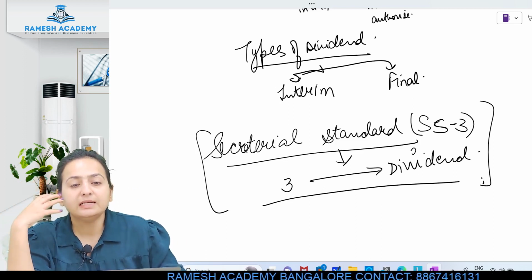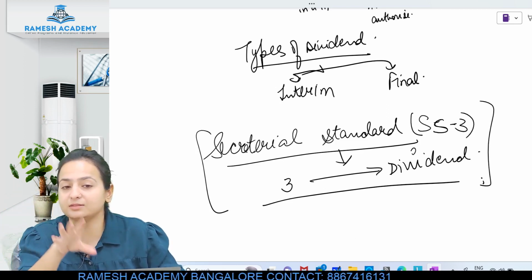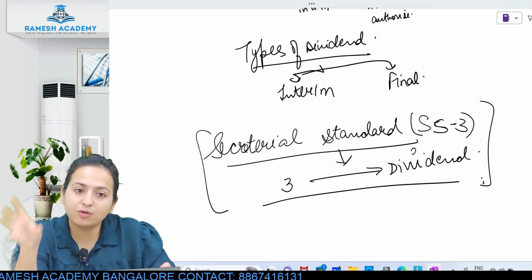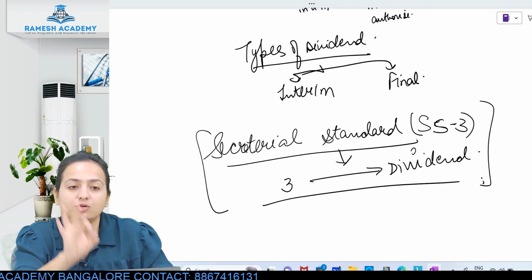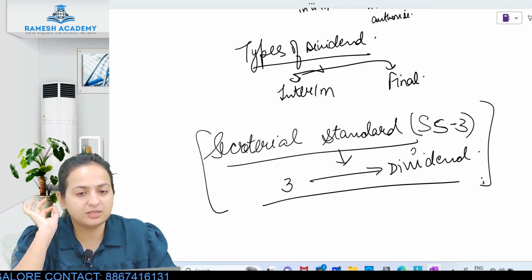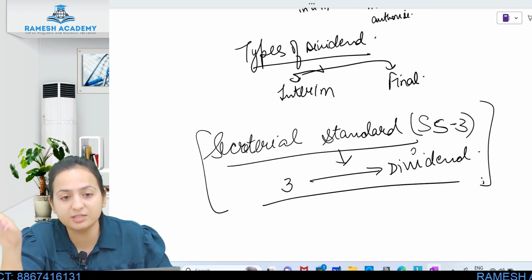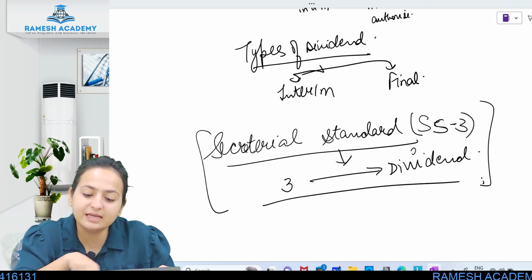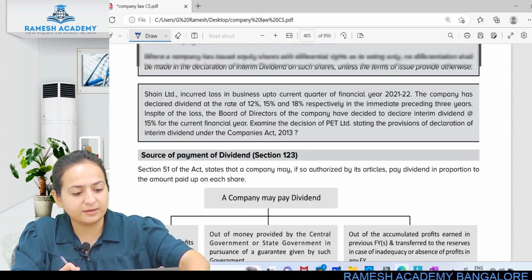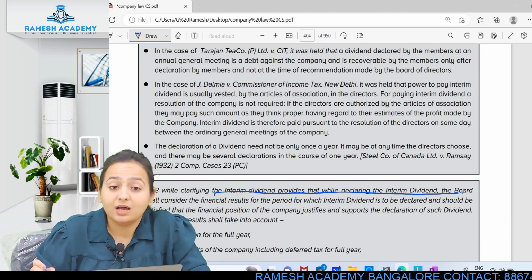For example, Secretarial Standard 1 is different, Secretarial Standard 2 is different. Some relate to the board meetings and some relate to the annual general meetings: how you will conduct your board meetings, how you will conduct your general meeting. So Secretarial Standard 3 has come into picture that deals with the dividend. How the dividend will be declared and how it will be distributed out of your divisible profits is dealt with in Secretarial Standard 3.